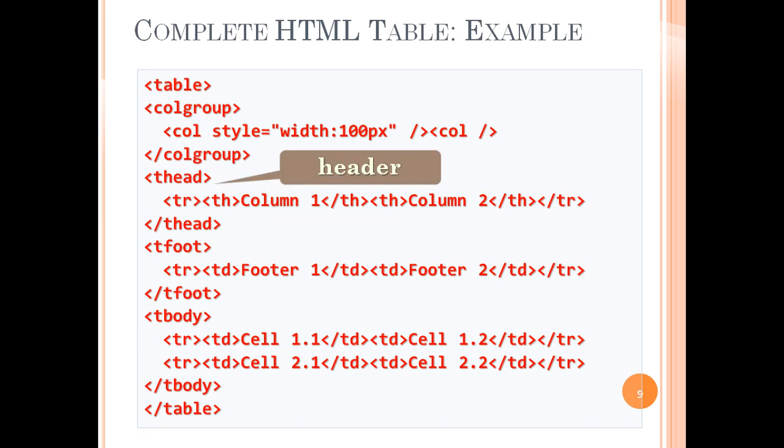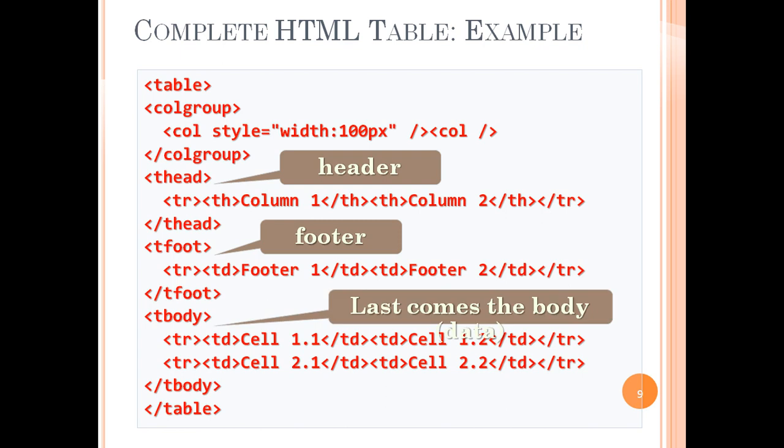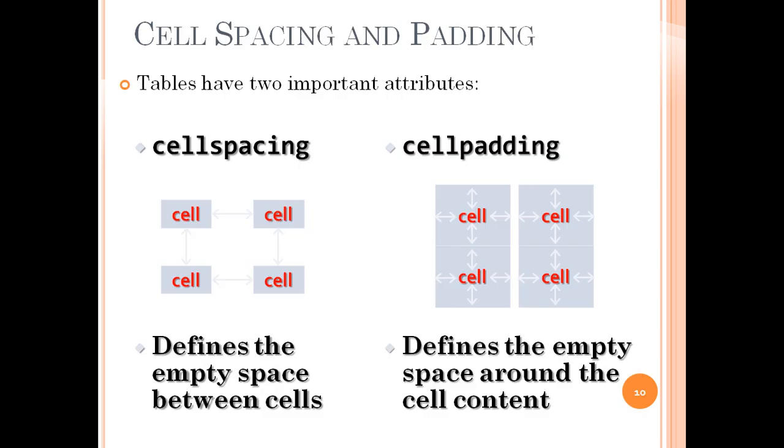So this is the head and foot of the table. Then last comes the body of the table. So th is the header closing and these are for columns. The previous example defines the table to be this way.